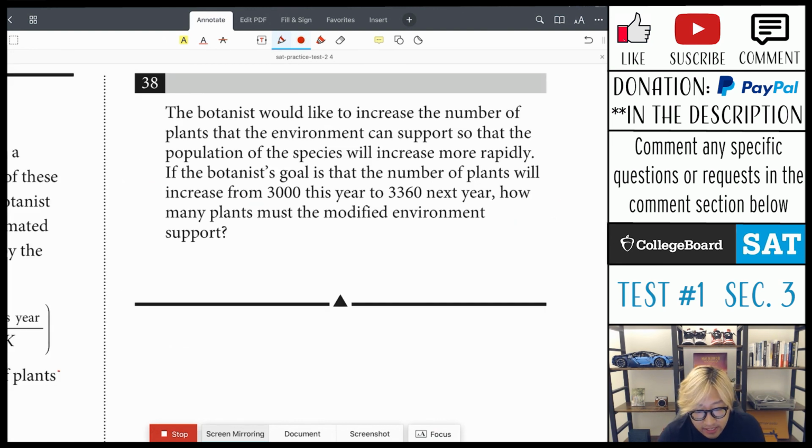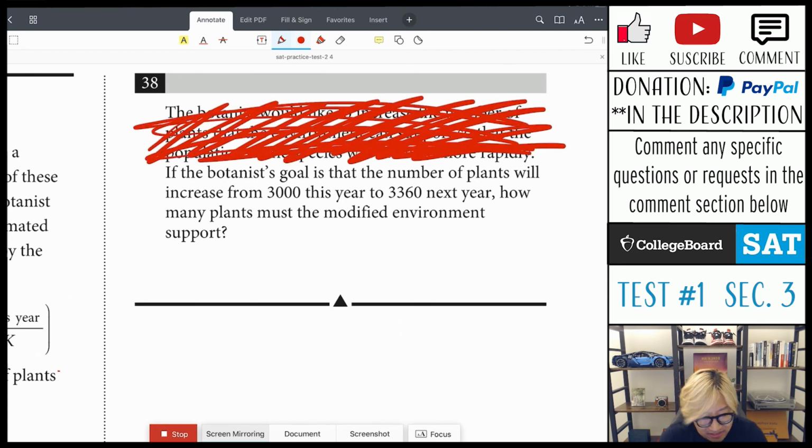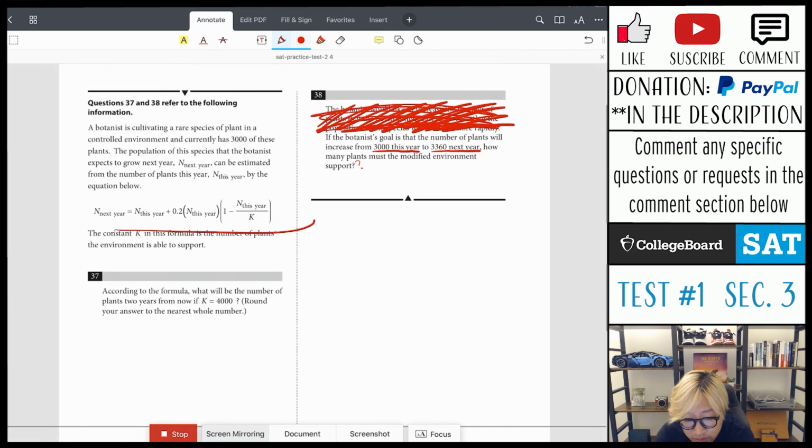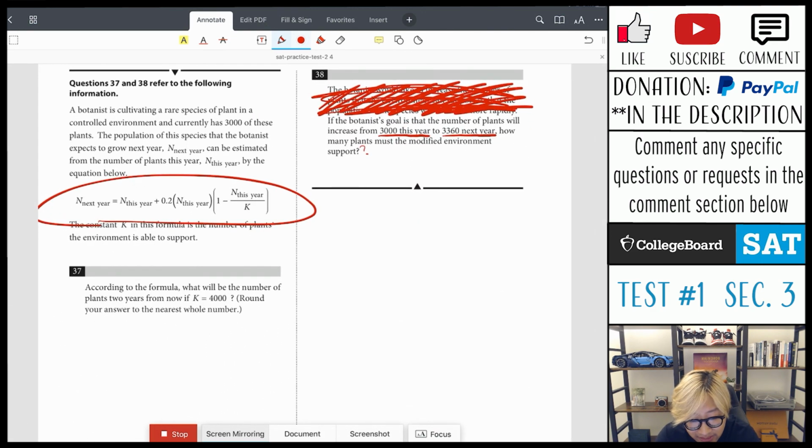Number 38. The botanist would like to increase the number of plants that the environment can support so that the population... Just don't read it. There's no number, nothing. Just ignore it. If the botanist's goal is that the number of plants will increase from 3,000 this year to 3,360 next year, how many plants must the modified environment support? But let's just use this equation one more time. So they told me everything. Next year must be 3,360. This year's 3,000 plus 0.2 times 3,000 this year, times 1 minus this year 3,000 over k.